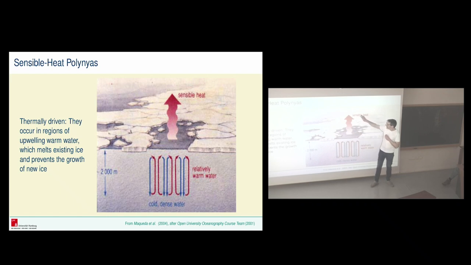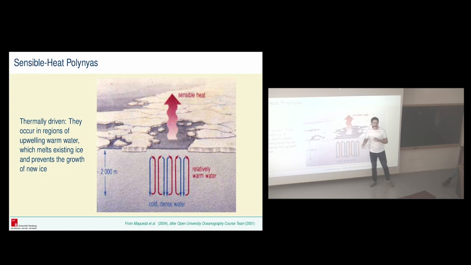And they're called sensible heat polynyas because the warm water that comes up here is then in contact with the atmosphere. You remove a lot of heat, but because the water is warm, the heat that you actually remove is sensible heat. You make your water colder, you make it denser, so the water sinks again and is being replaced by more warm water from underneath. And so there's no ice formation in these sensible heat polynyas.